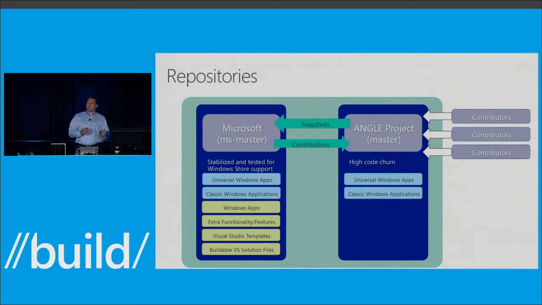We might have things that are exclusive to the Windows platform, and those are noted in the gold boxes over there. There's support for Windows apps through some of the Visual Studio templates that are available. We have extra features and functionality, and we'll show you how to use that through the samples that are downloadable. We also have solution files so that you can build the project without having to convert GYP to Visual Studio.